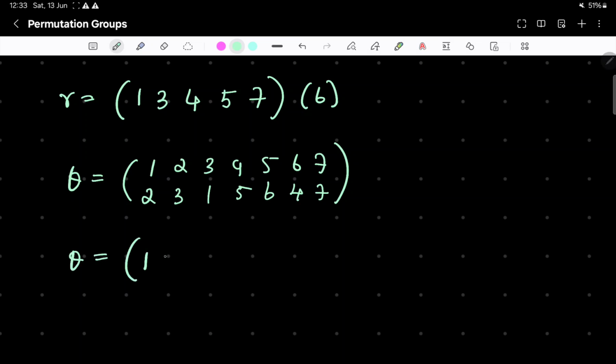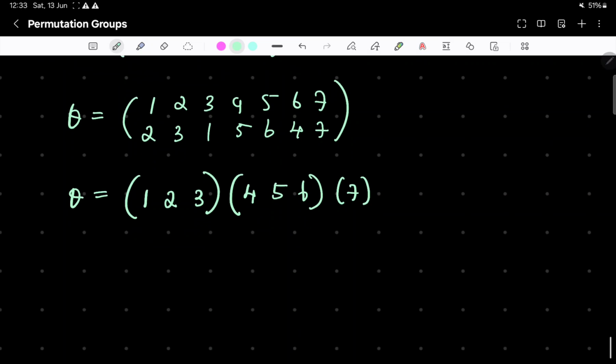So 1 goes to 2, 2 goes to 3, then 3 goes to 1, so you close it. Now take another number which is not in the first cycle. Let us start from 4. So 4 goes to 5, 5 goes to 6, 6 again goes to 4. So we close. 7 goes to 7. So here you can see 3 different cycles. Here 1, 2, 3 and 4, 5, 6.